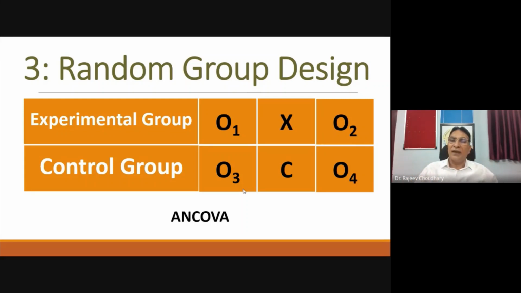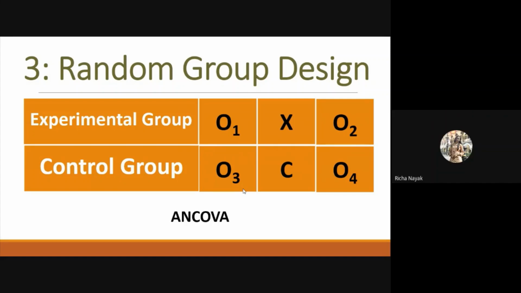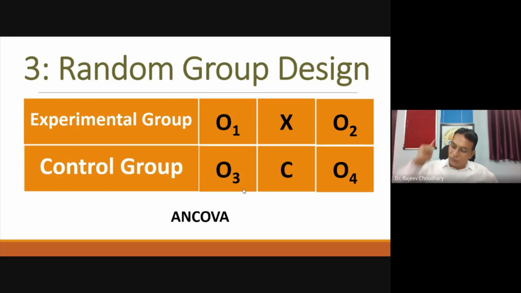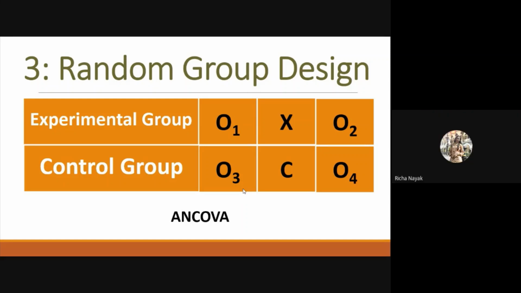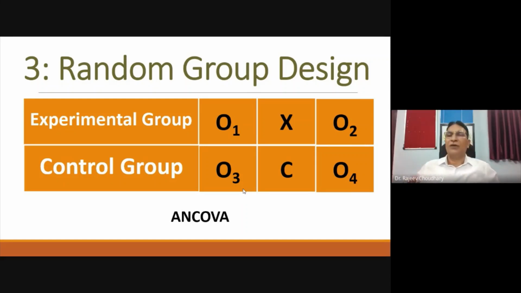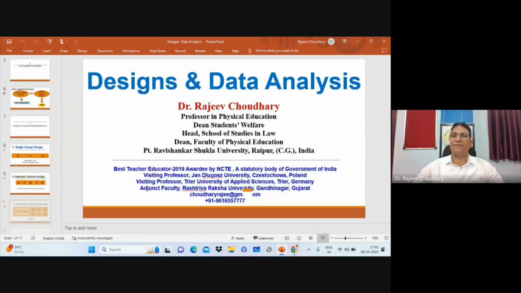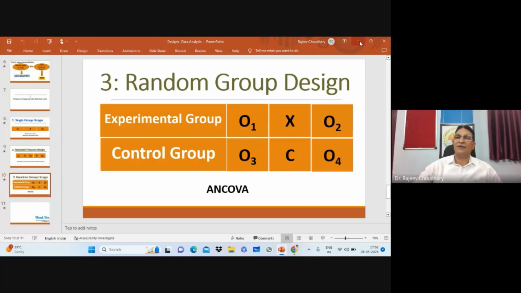So any investigator, if he or she wants to conduct an experimental study, which design should be used? Random group design. Which statistical tool should be applied? ANCOVA. So it's clear. Now I will demonstrate every design. Let's start with the first.